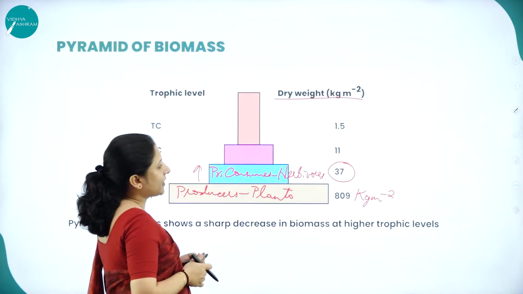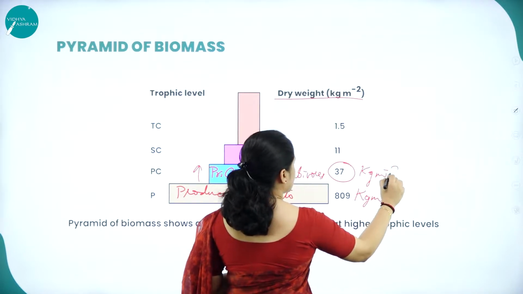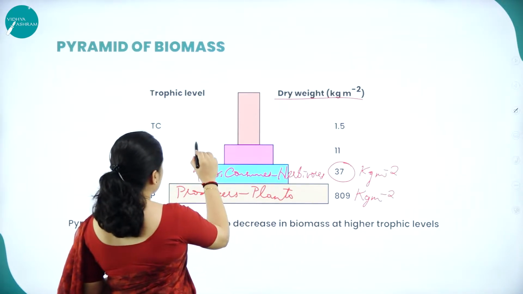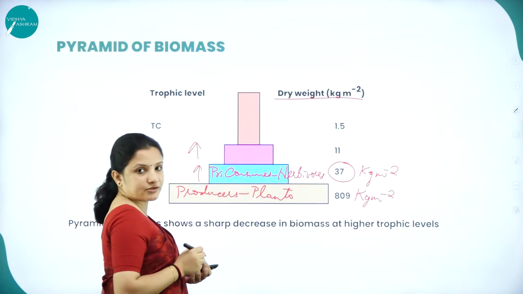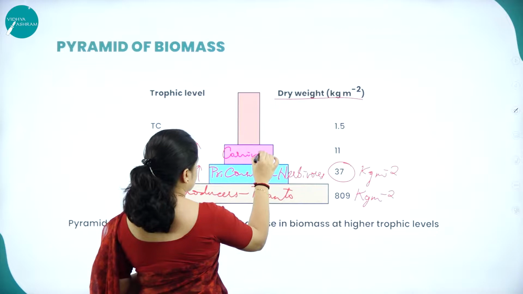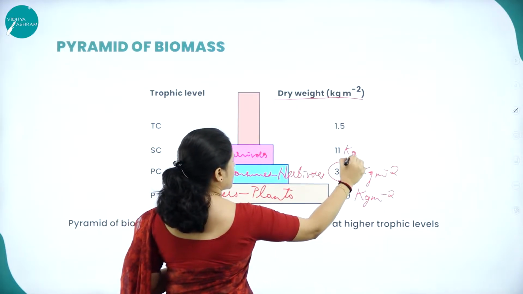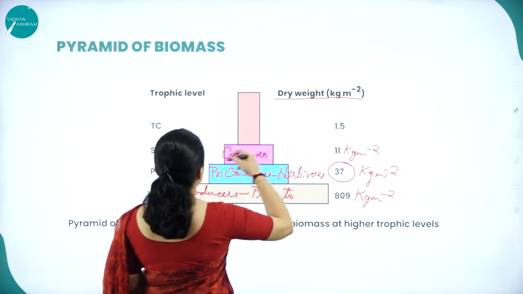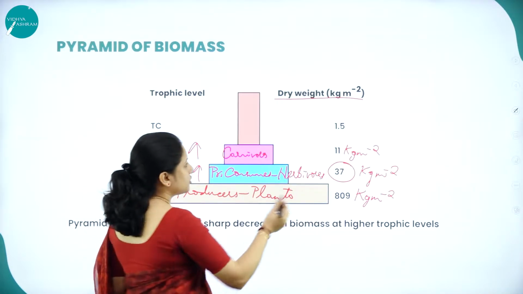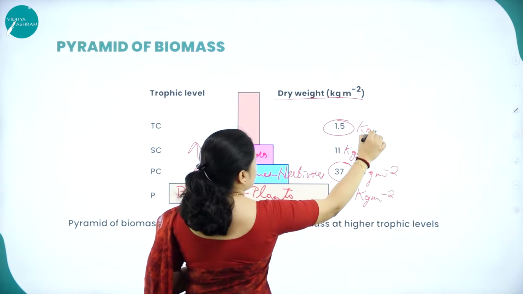So, lesser in weight, that is 37 kilogram per meter square. Next, moving further, we have the secondary consumers. So, secondary consumers will be the carnivores. So, they are even lesser in number, that is 11 kg per meter square. Next, moving to the tertiary consumers, they are just 1.5 kg per meter square.